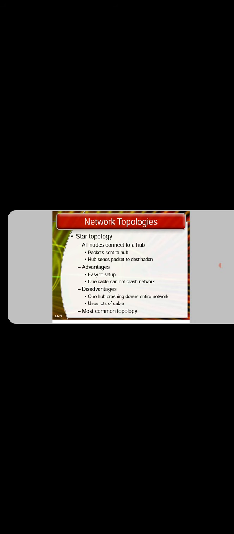So what is star topology? In star topology all nodes, systems or workstations are connected to a central hub.